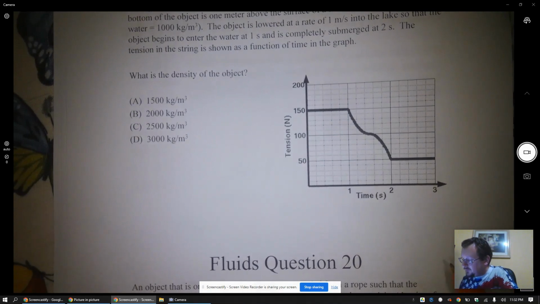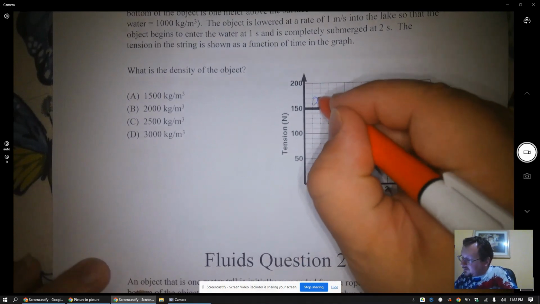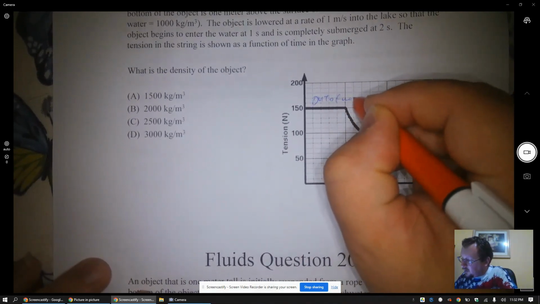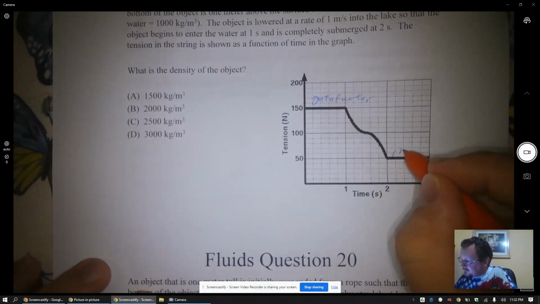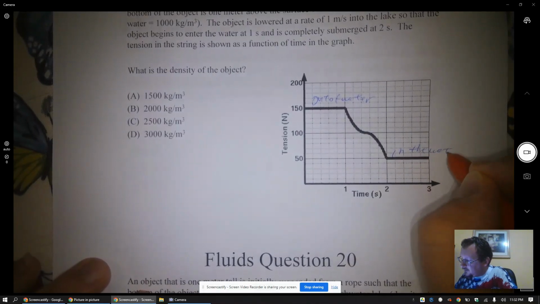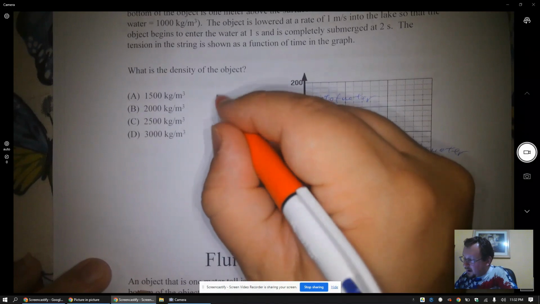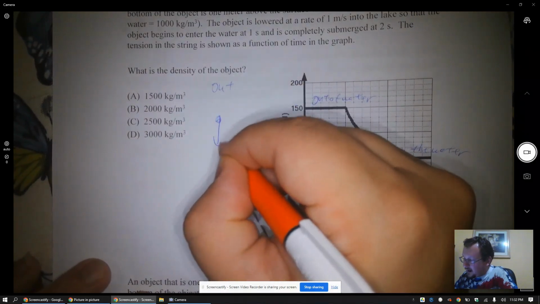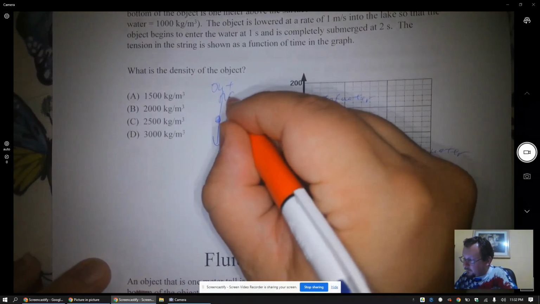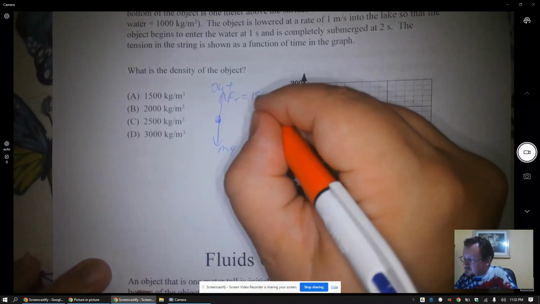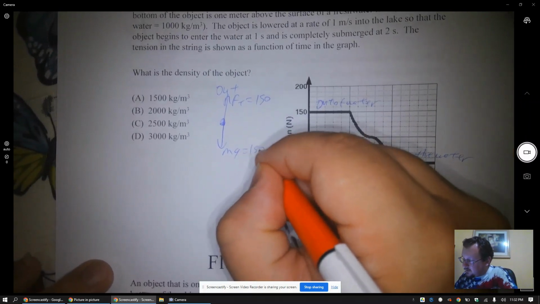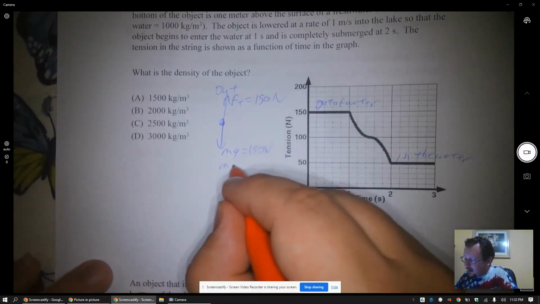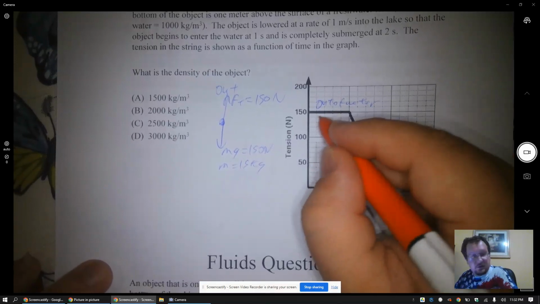What you're supposed to say is that this is when the object is out of the water entirely, and this is when the object is in the water entirely, right? So when the object is out of the water, you get mg and force tension, and the force tension is 150, so the mg is 150 newtons, which means that the m is 15 kilograms. That's what you take from this.